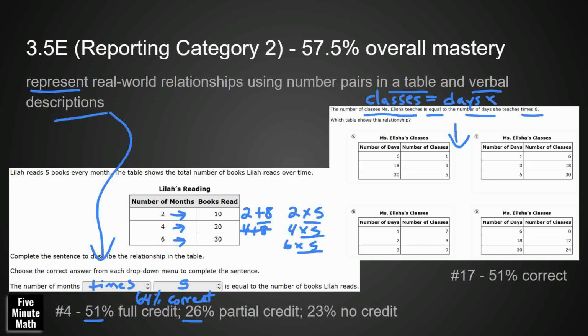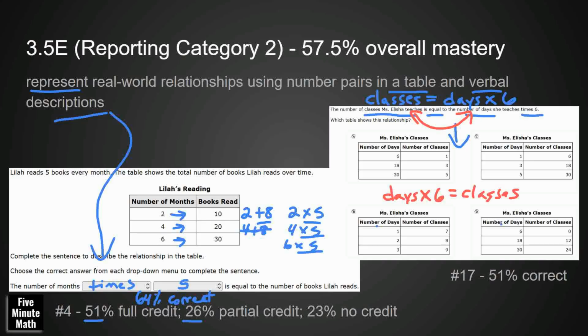times 6. So I need to find something that says classes equal days times 6, but notice how these are inverted. The days goes on the left on all of these. So they gave it to us kind of backwards. So what we would need to be able to do is take this and then flip it if we wanted to use this. We would need to know that on an equal sign, you can flip what's on either side. You can say days times 6 equals classes.